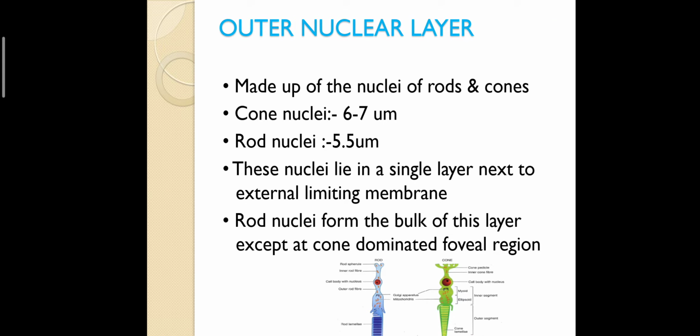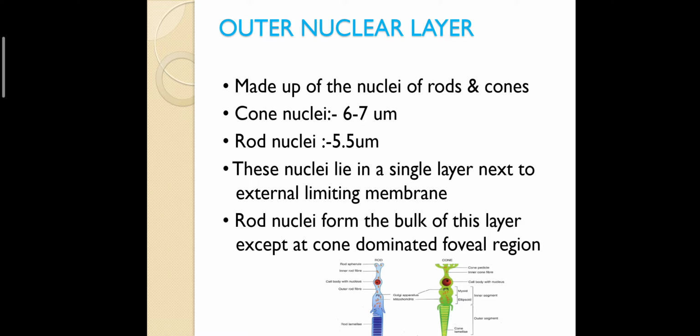So then comes the outer nuclear layer. I told you about the outer part. So you can see the outer part. In cones it is cylindrical, in case of rods it is rectangular. Only that part comprises the layer of rods and cones, whereas they pass through the external limiting membrane, and the nuclei of these rods and cones are present in the outer nuclear layer.